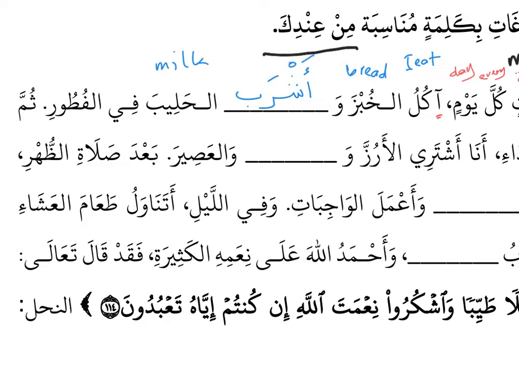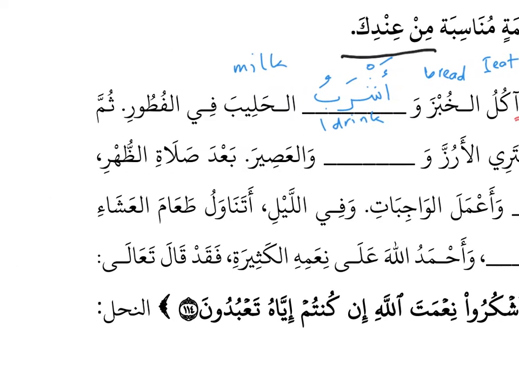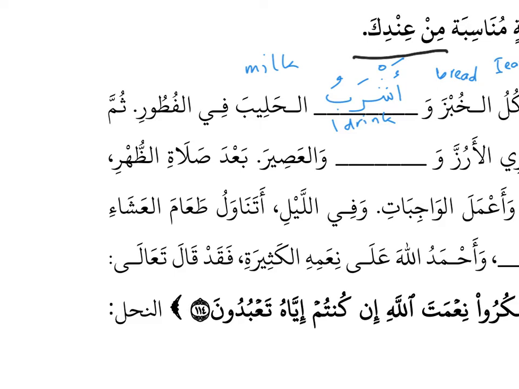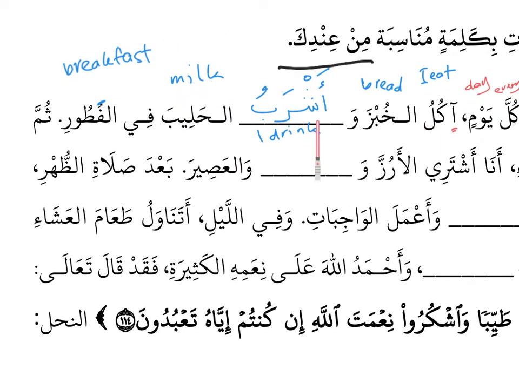Ashrabu. Alif, shin, ra, and ba. So this is I drink, where the alif is for I, and the rest of the word is drink. Wa ashrabu al-halib, and I drink milk. Fi al-futur, or better we say fil fatur. So fi is in, and fatur, this is breakfast. So this is the first meal. In the breakfast, akulu al-khubza wa ashrabu al-halib. So these are the 2 words that you need to know. First is akul, second is ashrab.